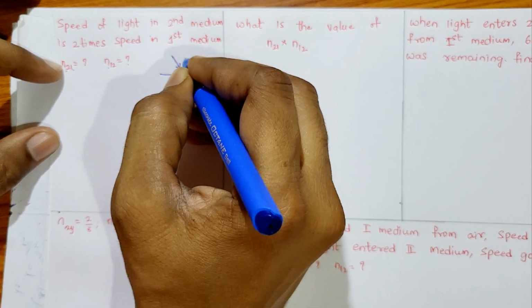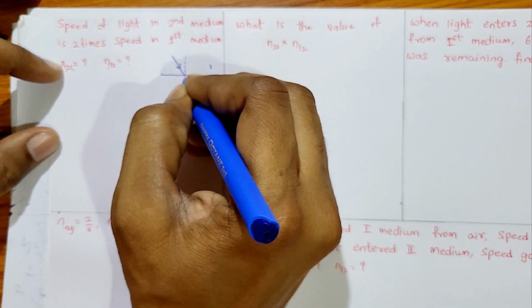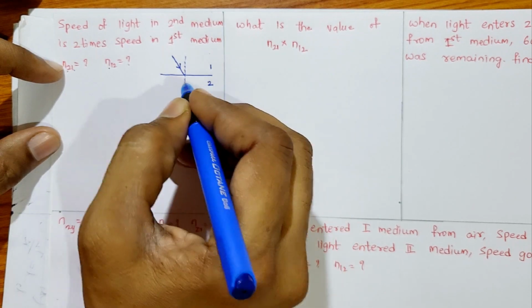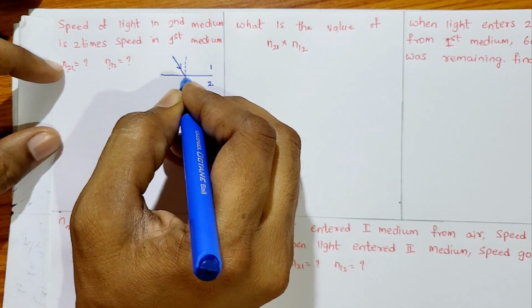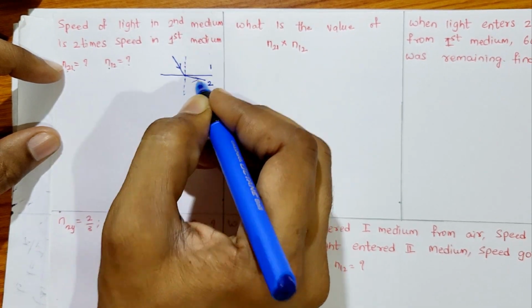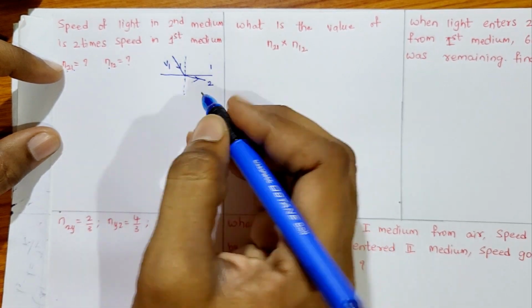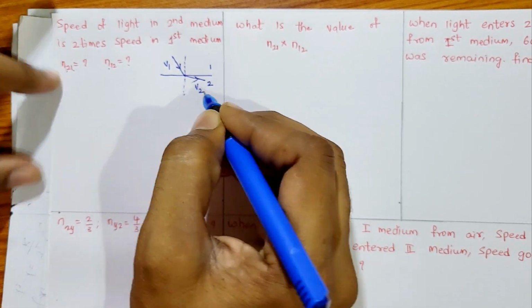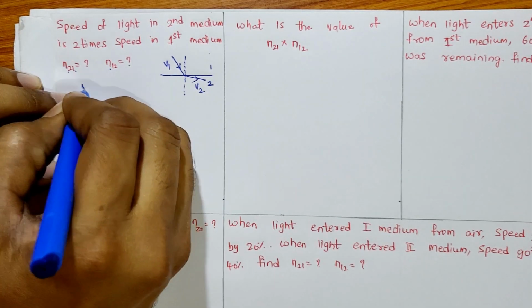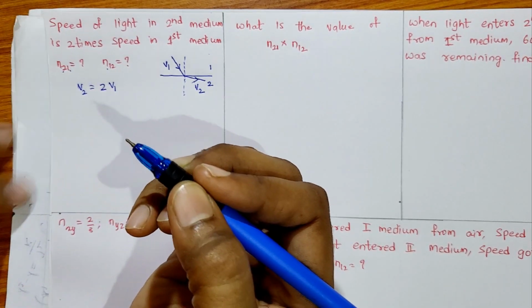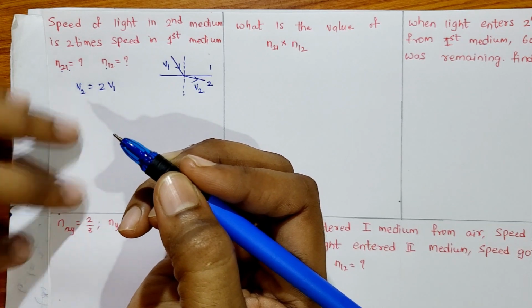Means speed increased. Where will speed increase? Speed will increase when the second medium is a rarer medium. Correct? If it is a rarer medium, it will bend away from the normal like this. So if you imagine speed here as V1, here it will be V2, and they gave in the question V2 is equal to 2V1.